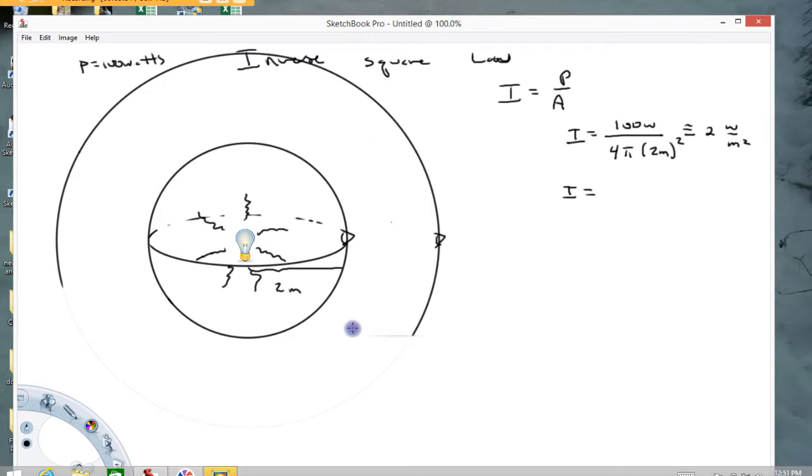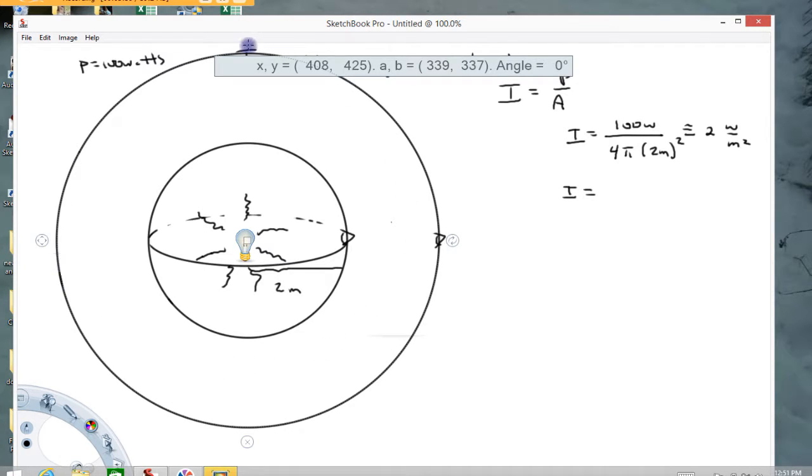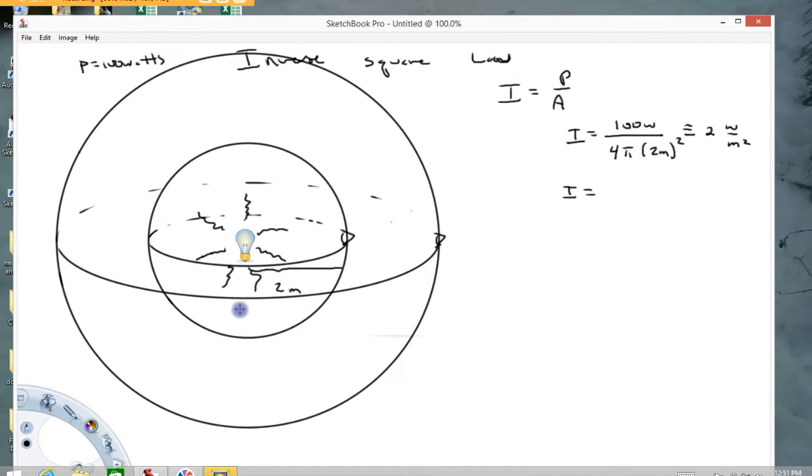Okay, so if we draw another spherical surface, it's extremely important to realize that all 100 watts go through the second surface as well. So the power up top here is still 100 watts. What's changing is the bottom, the area. So this is going to be 4 pi times 4 meters squared. And if we calculate a value now, we get 0.5 watts per square meter.